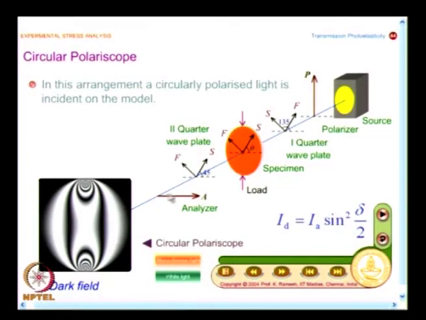So, in essence, after the quarter wave plate, you will get only a plane polarized light. Are you able to see this? If you are able to see this, when the model behaves like a full wave plate, the incident polarized light comes out as incident polarized light after the second quarter wave plate, because I keep the analyzer horizontal, this light is cut off.